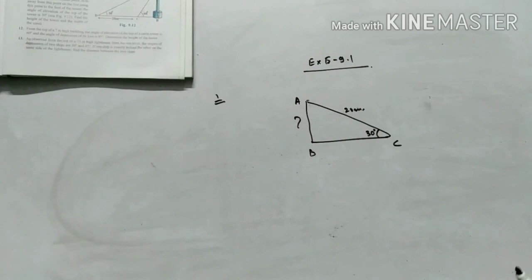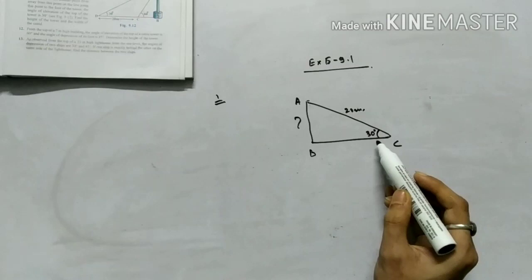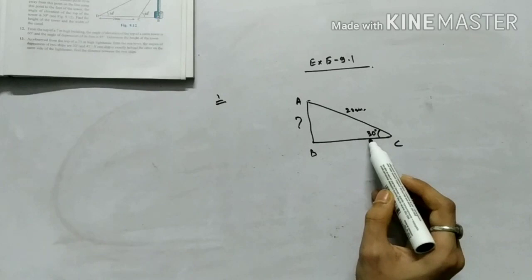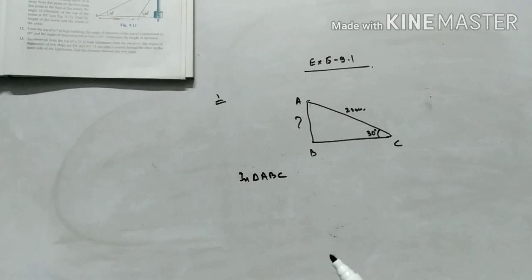No problem. So in here, what function will you use? Here I will not use the tan function. I will use the sine function, because in sine function I have perpendicular by hypotenuse. And sine 30 degrees value I know. So therefore in triangle ABC, you have to see which function you will use.